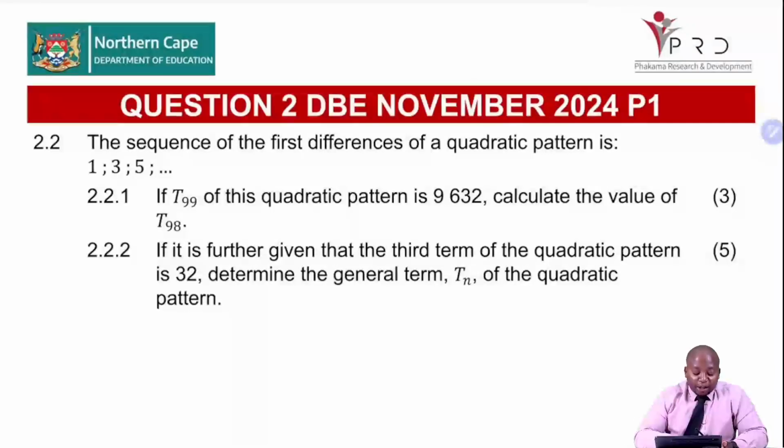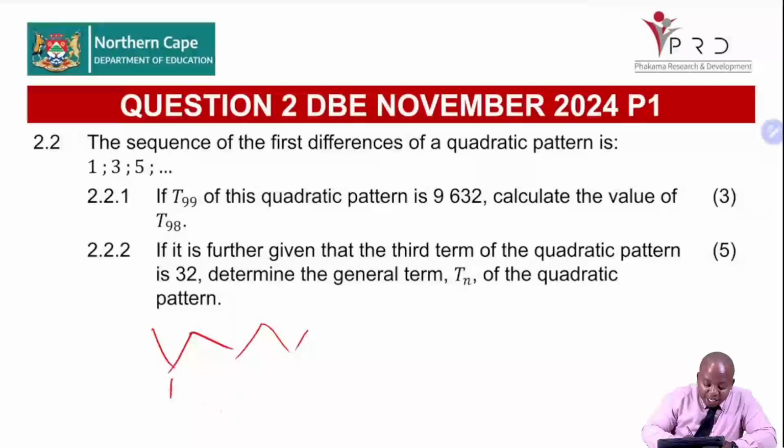Right, welcome back grade 12. Let us look at 2.2. Now 2.2 reads as follows. The sequence of the first differences of a quadratic pattern is 1, 3, and 5. So we have a quadratic.